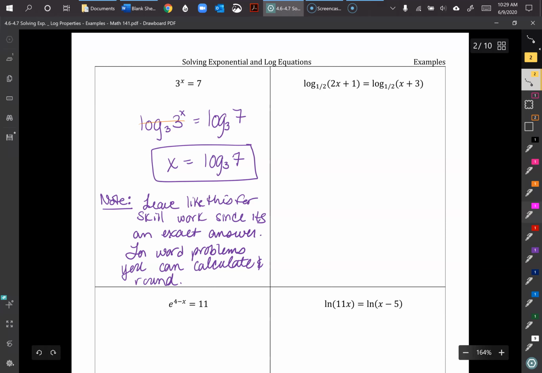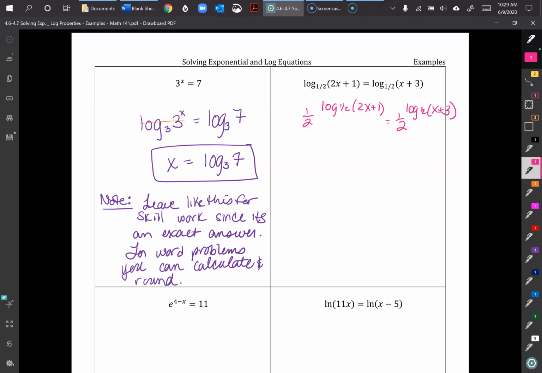So we're going to raise this up. We're going to write (1/2) raised up to log base 1/2 of (2x plus 1) equals (1/2) raised up to log base 1/2 of (x plus 3). Now, sometimes people notice, okay, these are equal, so can I just set those equal? And in this case, you can, because they're just together. But I want to show you why that works.